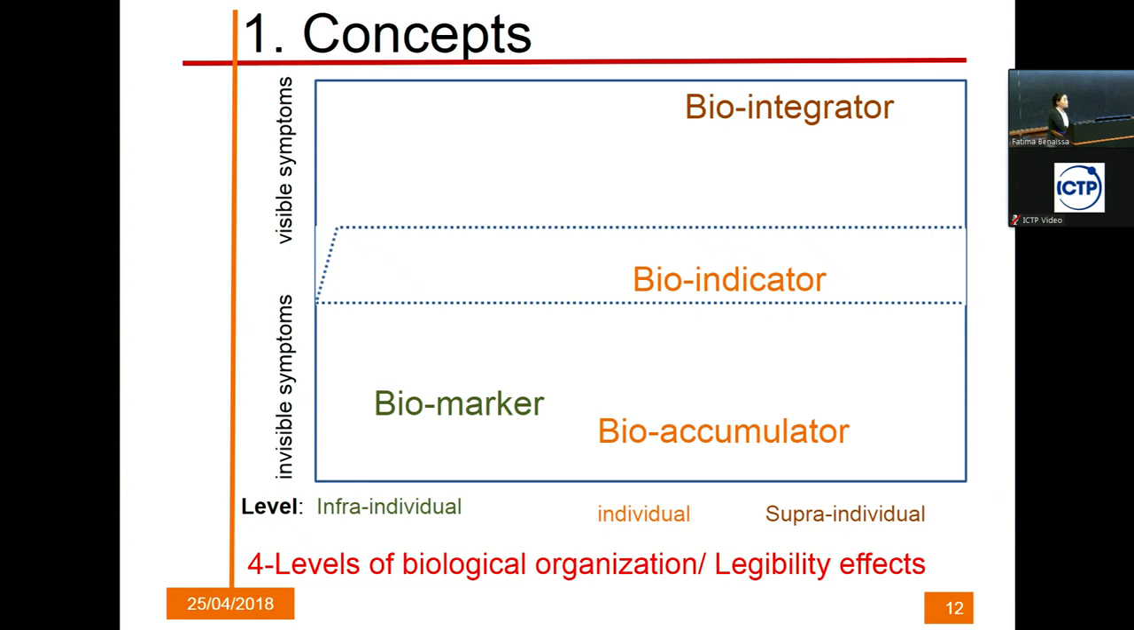When we have to choose a method for biomonitoring, we have to look firstly at the level of biological organization and the visibility of effects. If we are confronted with an infra-individual level and invisible symptoms, we have to choose biomarkers. If we have an individual level and visible symptoms, we have to choose the bioindication method. And if we are interested in studying a supra-individual community, with visible symptoms, we have to choose the biointegration method.